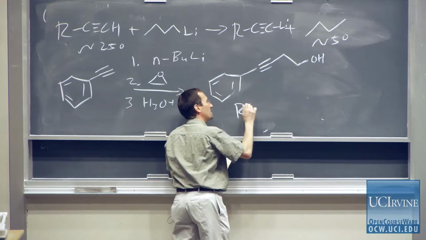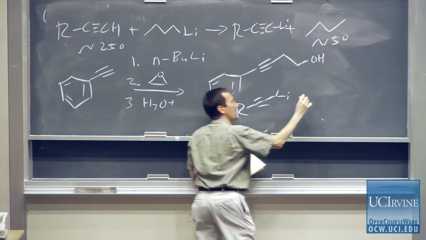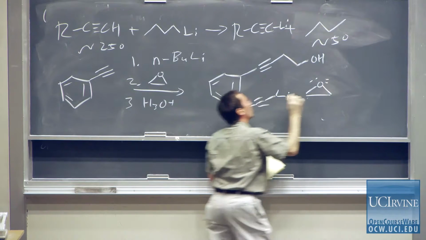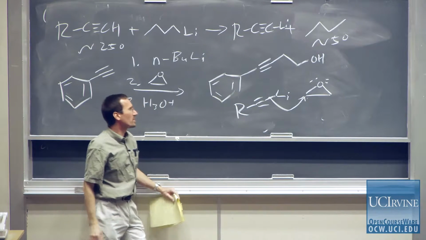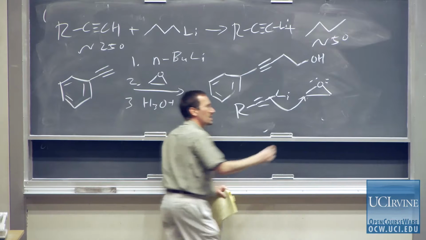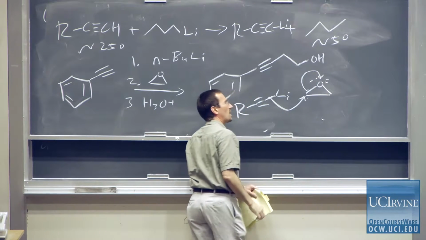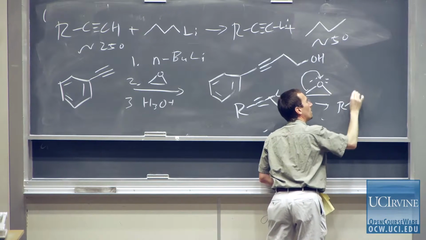You can think of this as R and the alkyne lithium reacting with the epoxide, so we draw electrons flowing from the carbon-lithium bond into the carbon-oxygen bond, pushing electrons onto oxygen and opening up our ring.